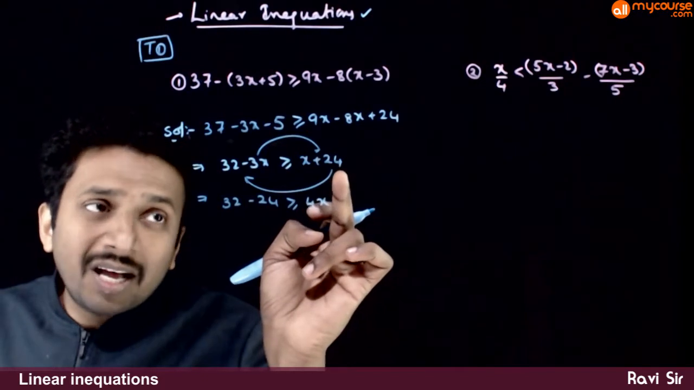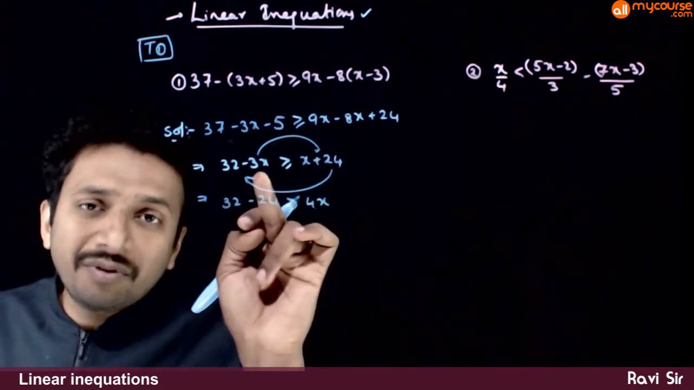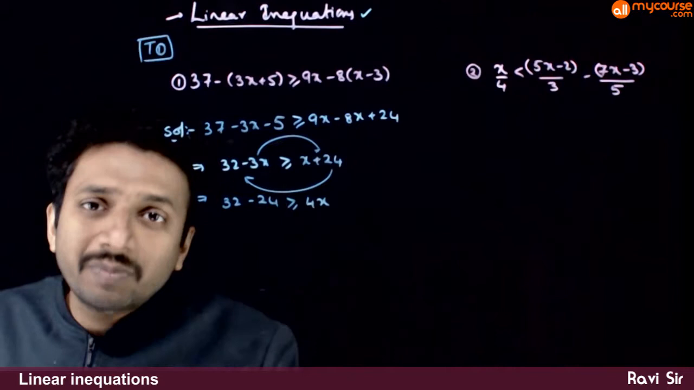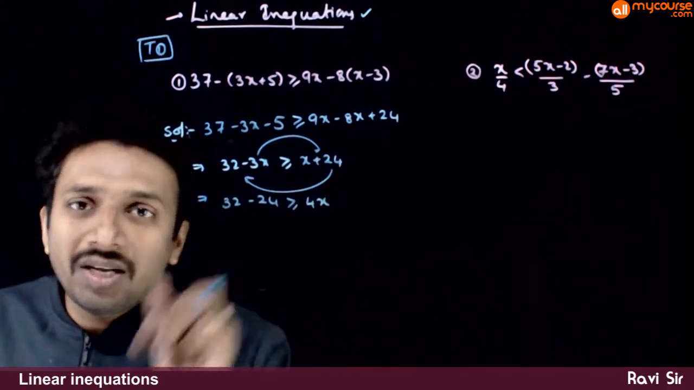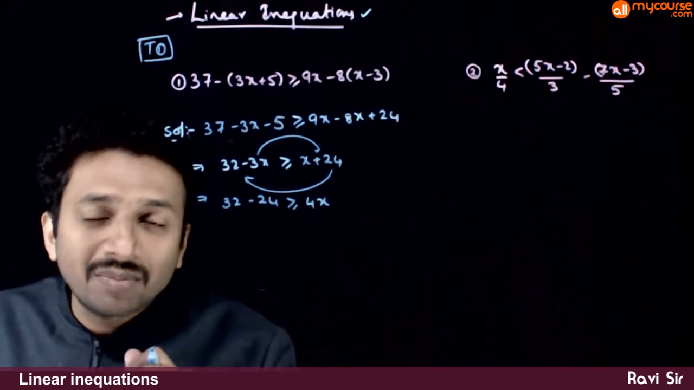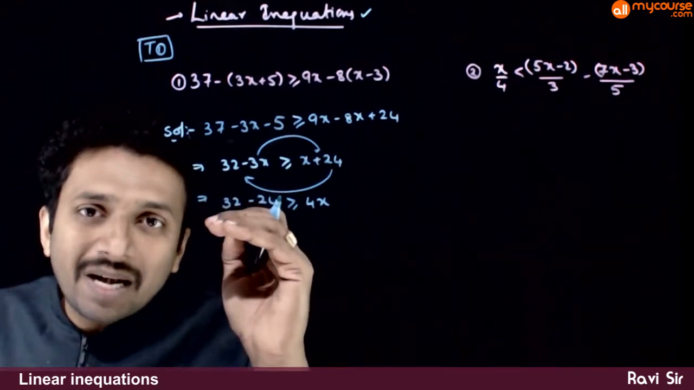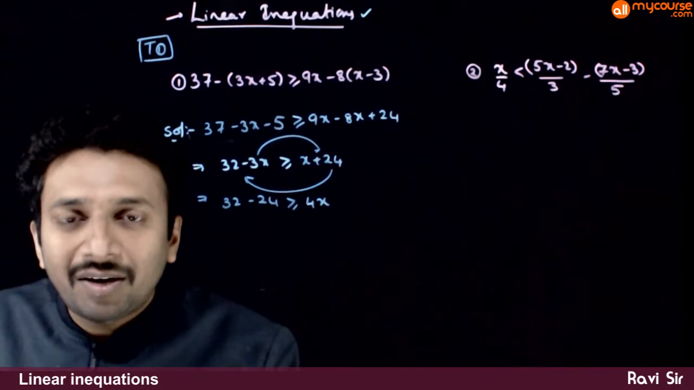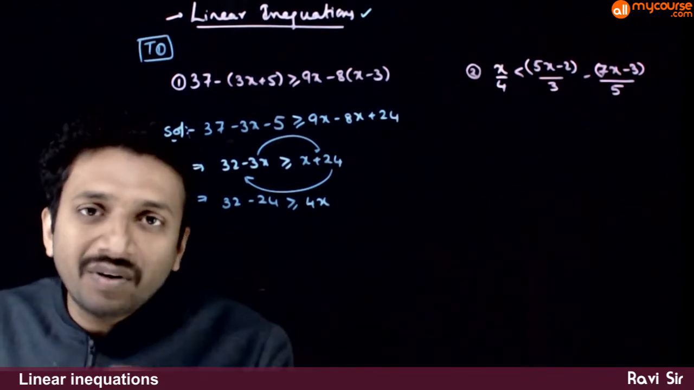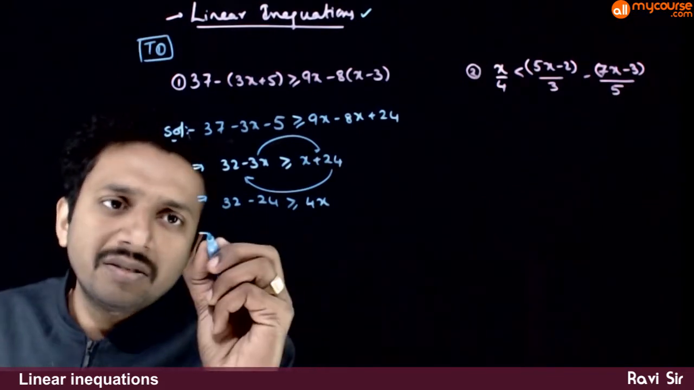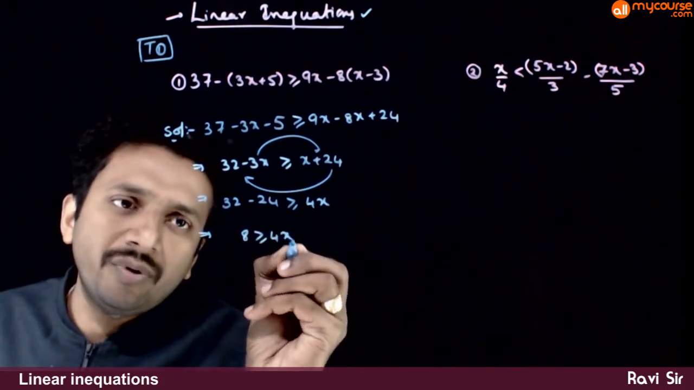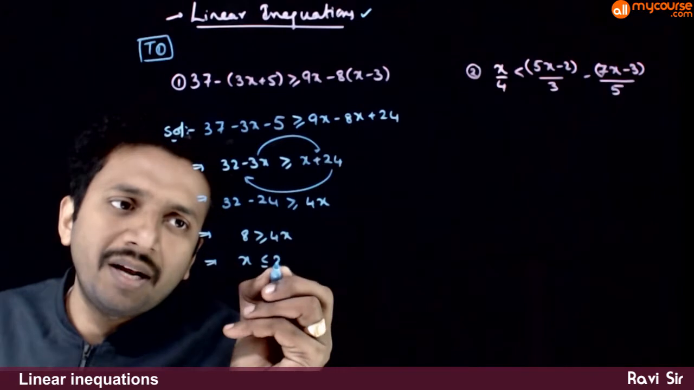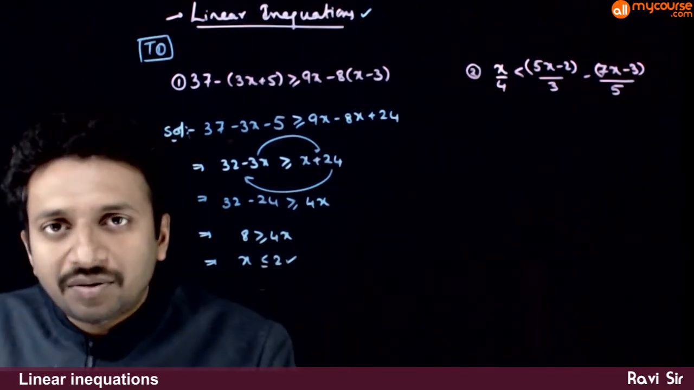If you take a plus number onto the other side it becomes minus, and if you take a minus number onto the other side it becomes plus. There is no difference in this operation in equalities and inequalities. The difference only comes when you take a multiplicand and divide it on the other side. There is a difference for positive and negative numbers. So this implies 32 minus 24 is 8 greater than or equal to 4x. This implies x less than or equal to 2. That's the answer to this question.